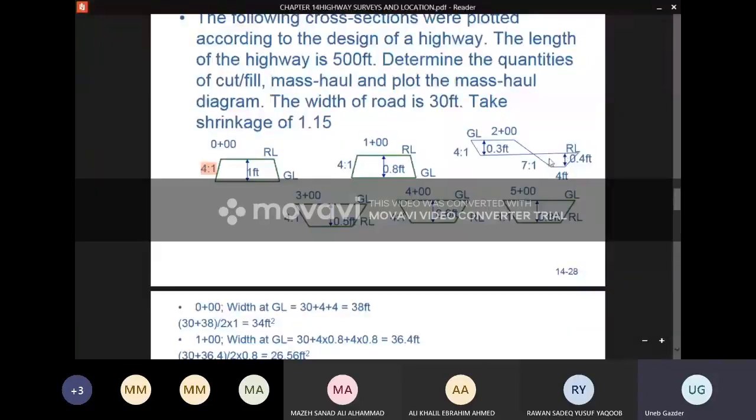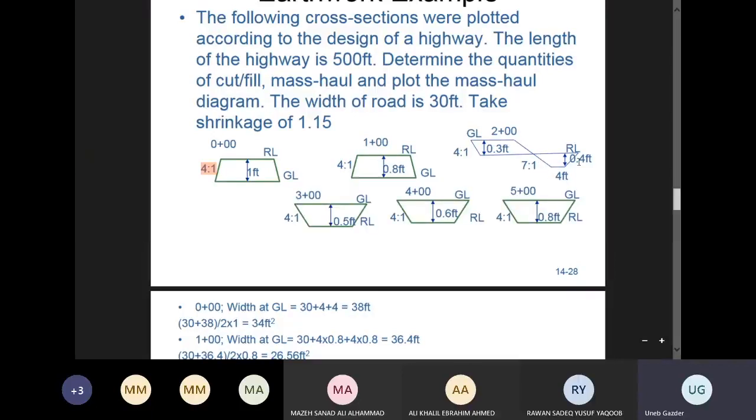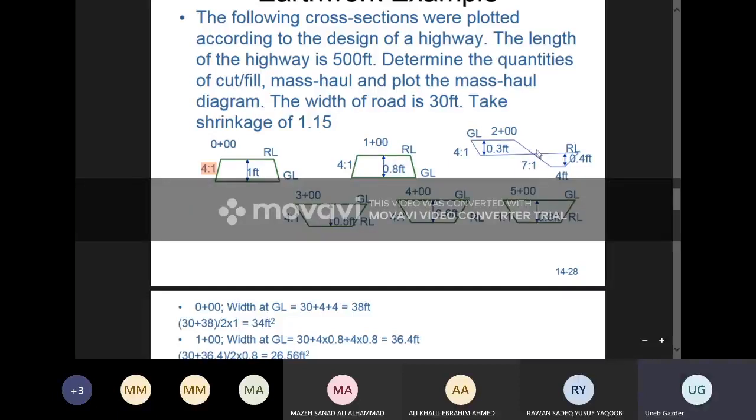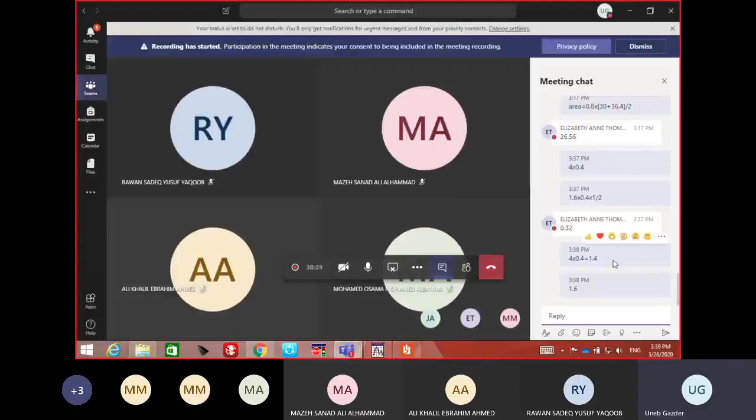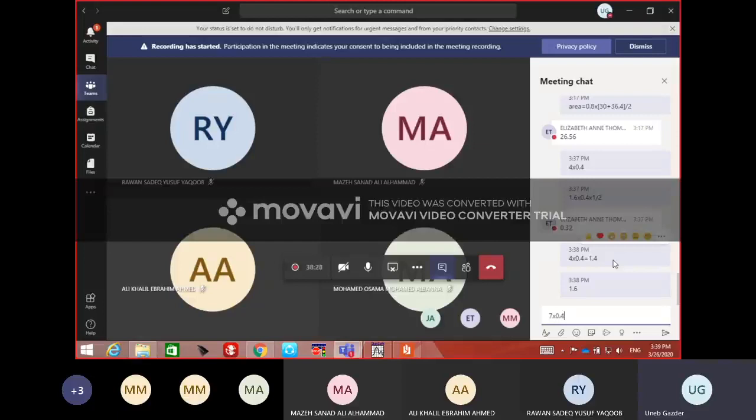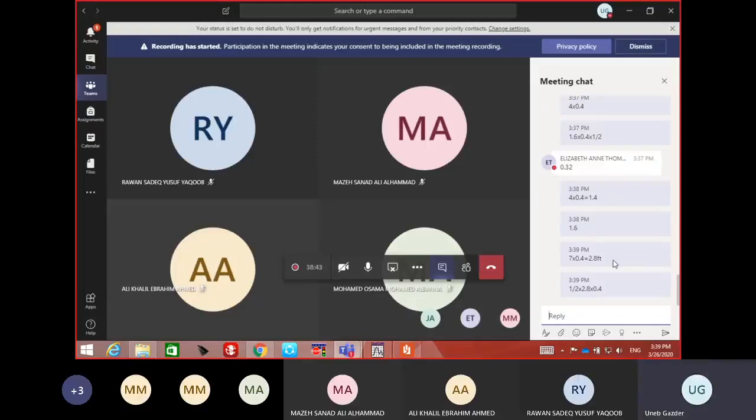Okay, next one is the area of this triangle. You see, there's a triangle here, and this triangle is going from the ground level to the road level. I know the height of this triangle, which is 0.4, but I want to know the distance of this triangle. The slope of the ground line is given, 7:1. This is not the side slope, this is the cross slope of the ground, which is 7:1. So if the height is 0.4 and the slope is 7:1, then the distance will be 7 × 0.4, which is 2.8 feet. If the distance is 2.8 feet, then the area of the triangle will be half into 2.8 into 0.4, which is how much?